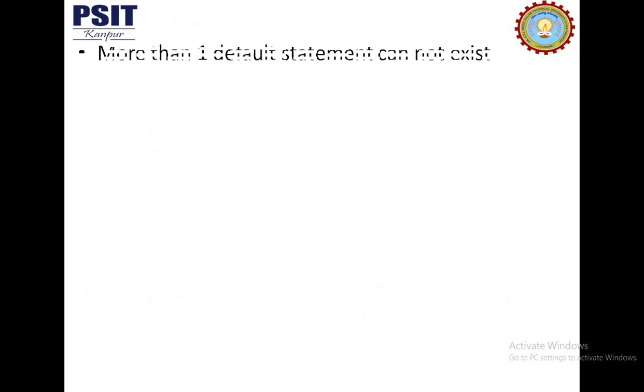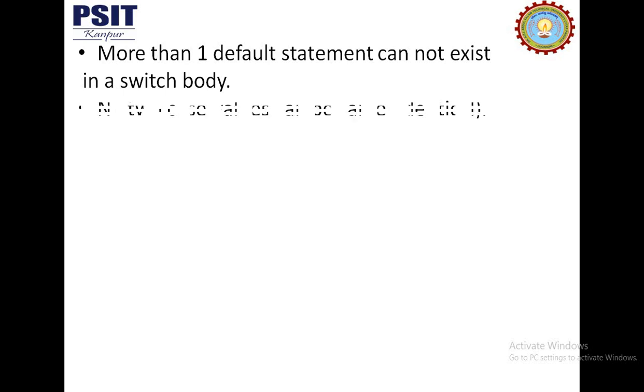More than one default statement cannot exist in a switch body. If you have more than one default statement, the compiler will be confused which one should be executed. So this will be an error. No two case values can be the same. I cannot write case 1 with a break, and then after some cases again write case 1. No, this is not allowed. The compiler will be confused which case 1 it should pick.